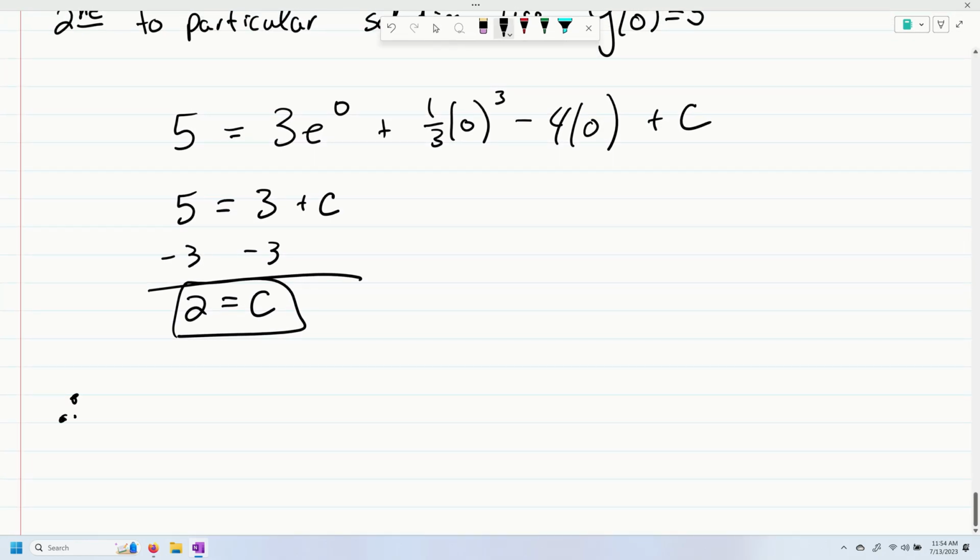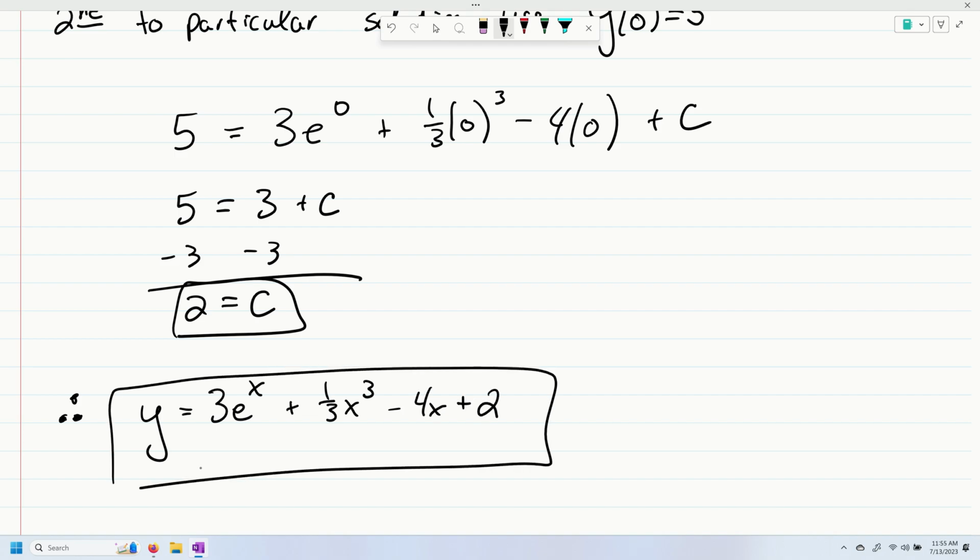Therefore, our particular solution is y equals 3e to the x plus 1/3 x to the third minus 4x plus 2. And that is going to be it for this video.